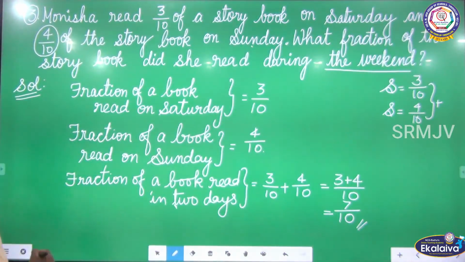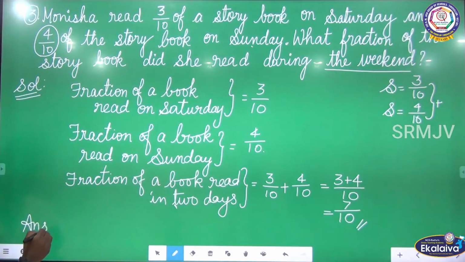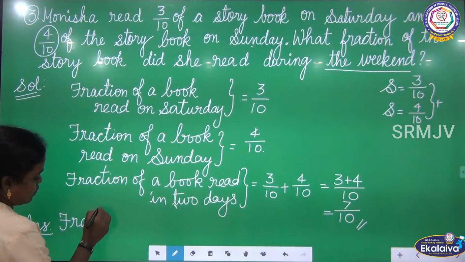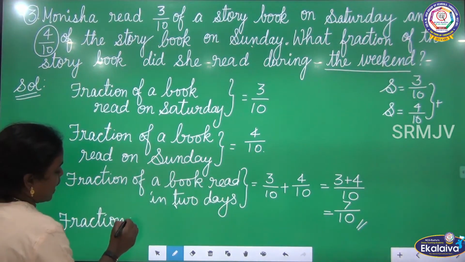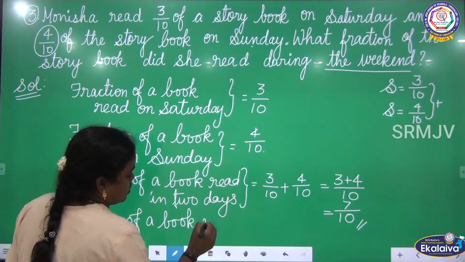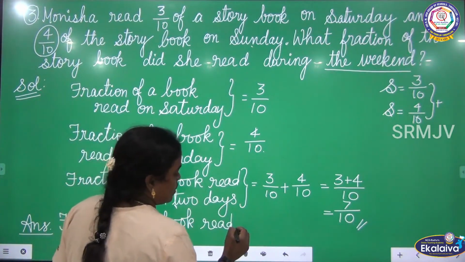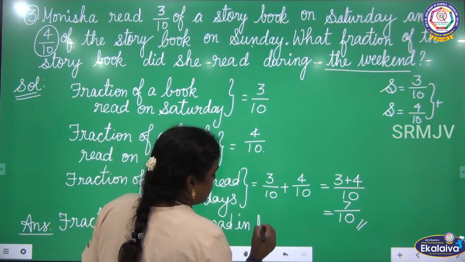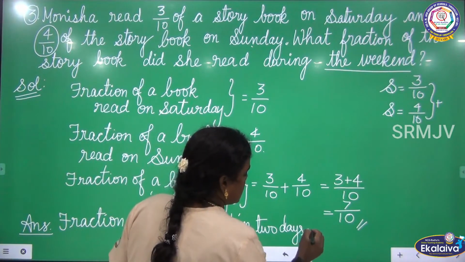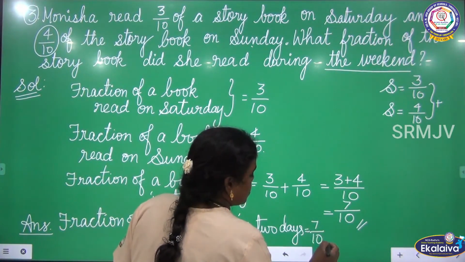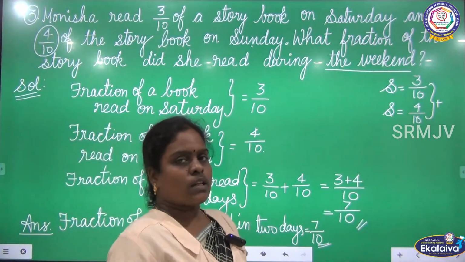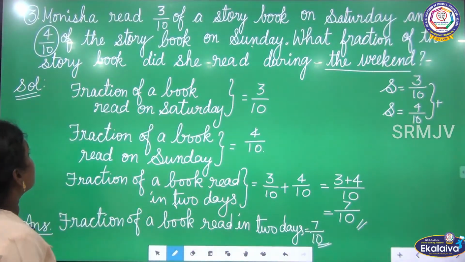Now let us write the answer. Fraction of a book read in 2 days. That is 7/10. So she read 7/10 of a book in the weekend. So next question.